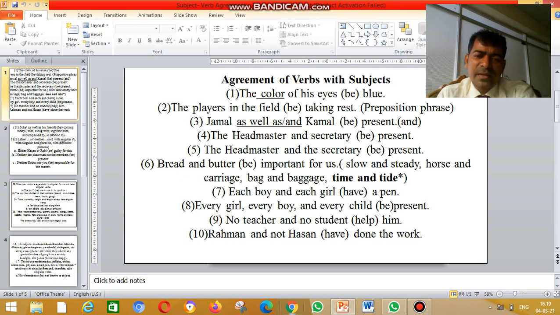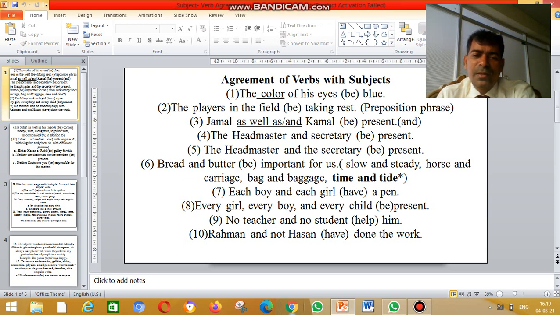Bread and butter is important for us. In the same way, slow and steady wins, W-I-N-S, wins. But time and tide is an exception, because time and tide refers to two separate subjects, plural subjects. So the verb within the bracket would be in plural form if you use this phrase, time and tide.